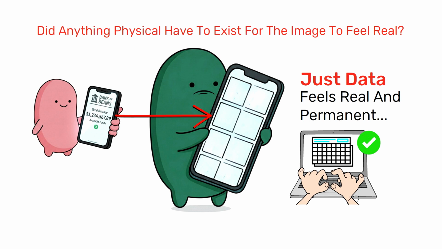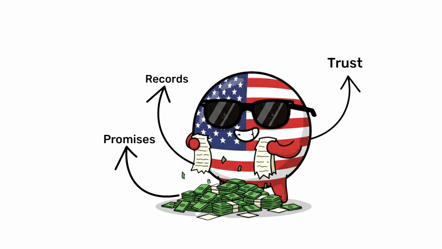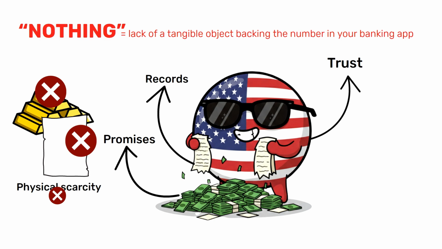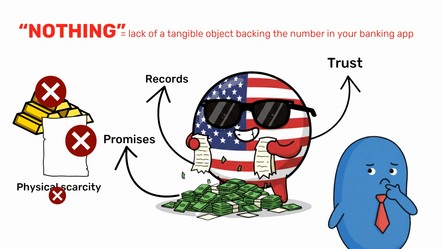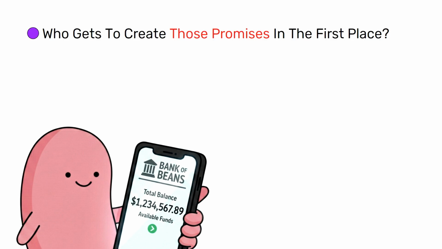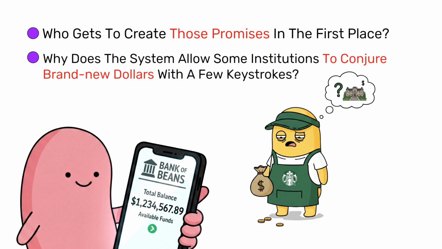So when people say the U.S. creates money out of nothing, what they really mean is modern money is built on promises, records, and trust, not metal, paper, or physical scarcity. The nothing is simply the lack of a tangible object backing the number in your banking app. Which brings us to the next question, the uncomfortable one. If money is mostly digital promises, who gets to create those promises in the first place? And why does the system allow some institutions to conjure brand new dollars with a few keystrokes, while everyone else has to earn them the hard way?